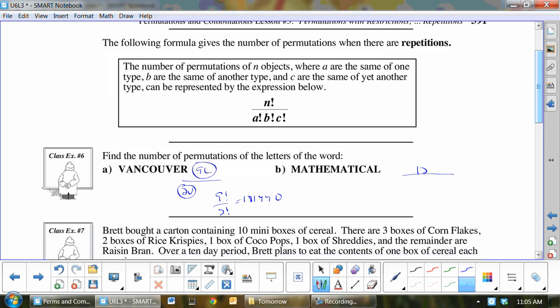Okay, so there's 12 letters over. You got 2 M's. Slow down for me. 3 A's and 2 T's. So this is the same thing as 12 factorial over 2 factorial, 3 factorial, 2 factorial. And that's 19,958,400.